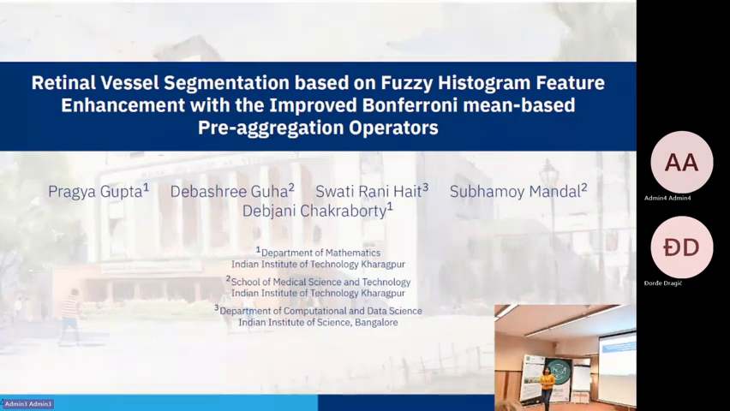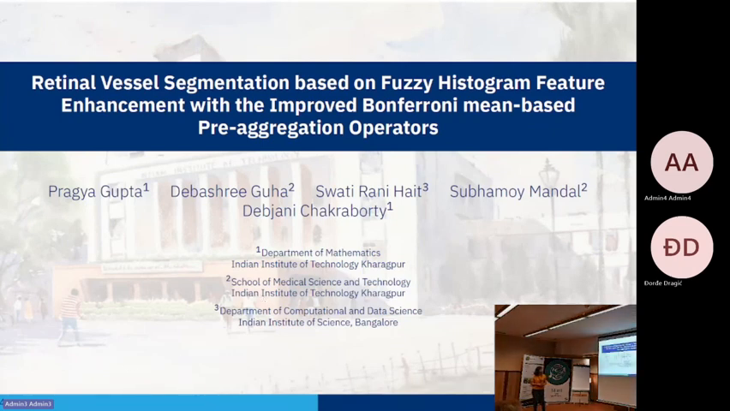Good evening to all. My name is Pragya Gupta. I'm a PhD student in the Department of Mathematics at the Indian Institute of Technology, Kharagpur. This work is done in collaboration with my advisors, Professor Debjani Chakraborty and Professor Debashree Guha, and with my seniors. Today I'm going to talk about retinal vessel segmentation based on fuzzy histogram feature enhancement with input-bound Peregrine-based pre-aggregation operators.